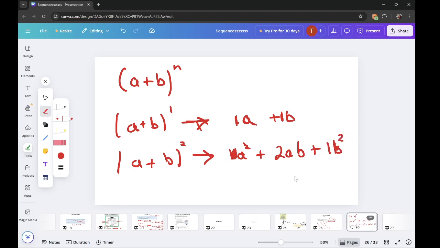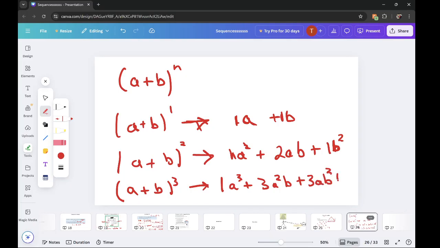I don't know if you see a pattern yet over here. But there is a pattern, trust me. And then, if you take (a + b) to the power of 3, it is 1a³ + 3a²b + 3ab² + 1b³.